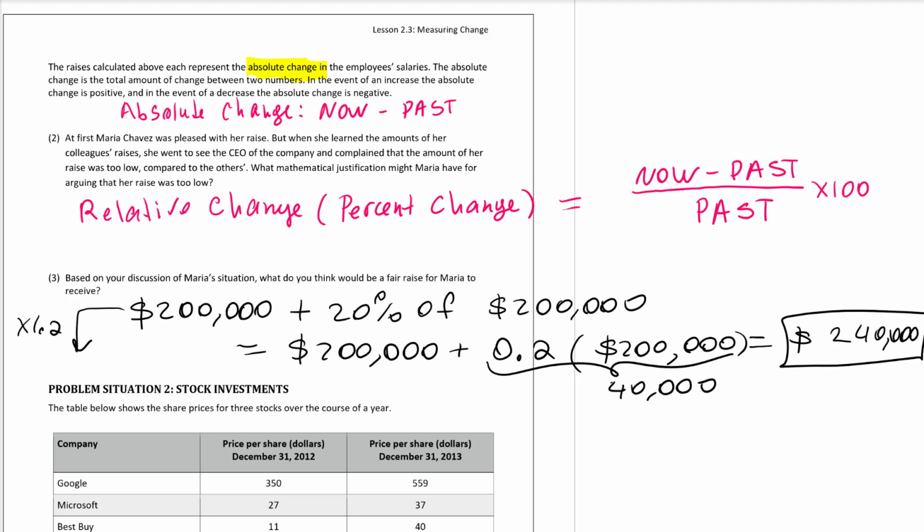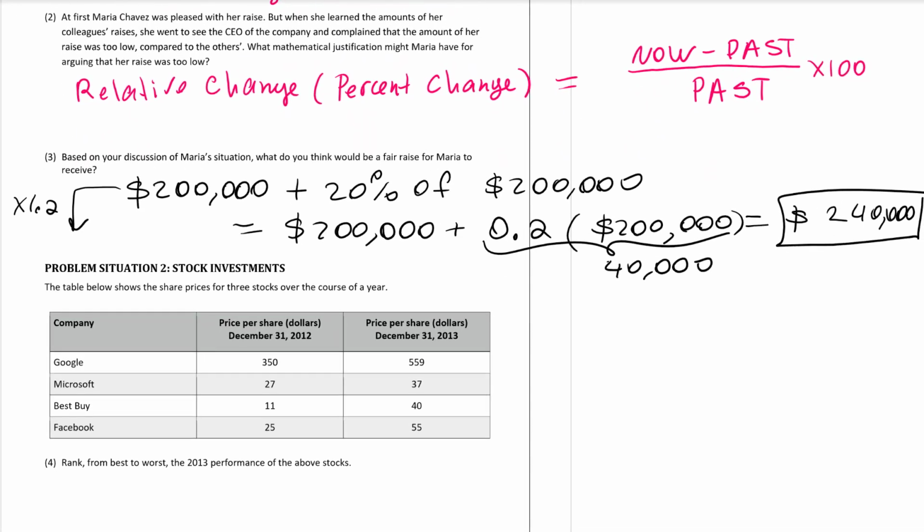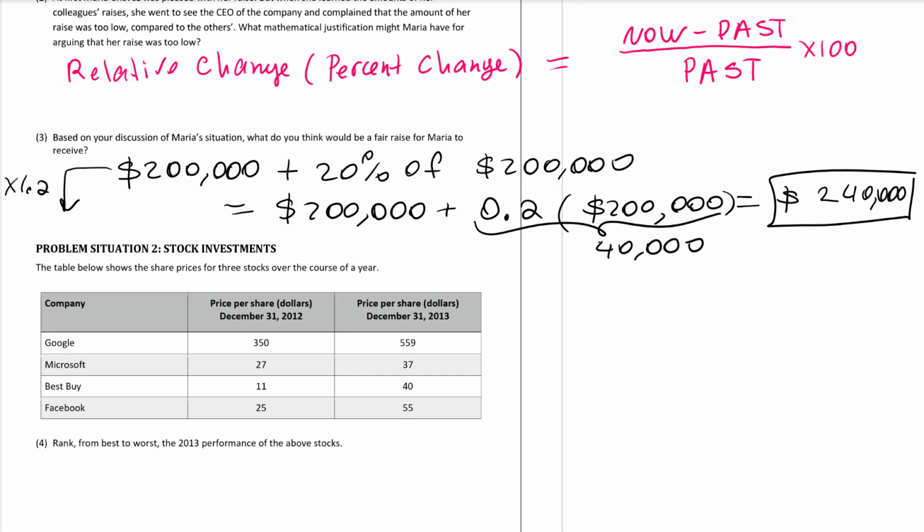All right, so here we're looking at the other situation where the relative change and an absolute change can play a role. So this is the table of stock or share prices for, actually there are 4 stocks here, not 3. Google, Microsoft, Best Buy, and Facebook. Google has renamed its stock since that period of time to Alphabet, but it doesn't matter. We're going to use those 4 companies, the largest companies in the United States and in the world, and we're going to see what we can say about the stock performance.